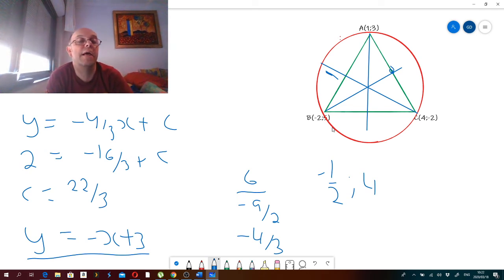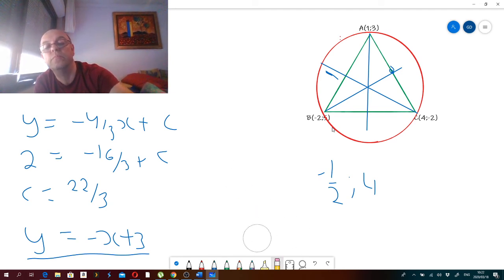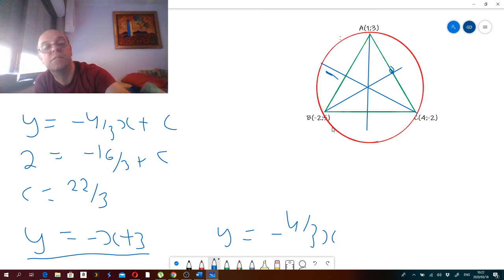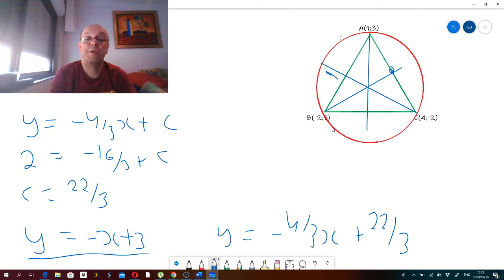All right, and so I can rewrite this equation as y is equal to minus 4 over 3x plus 22 over 3. Okay, let's erase a few things again here. Y equals minus 4 over 3x plus 22 over 3. All right. So that gives me two equations. Now we want to find where these two equations cut each other, because that's where that center is.